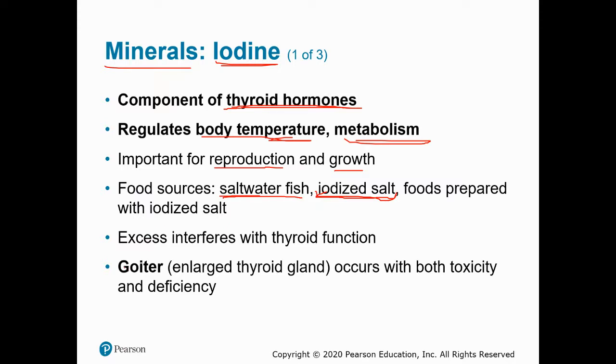We're going to take a look at excess iodine intake and iodine deficiency, and we're going to see that both of them interfere with thyroid functioning. We'll also take a look at goiter, which is what we call the thyroid gland when it becomes enlarged. And we're going to see that, again, both toxicity of iodine, so overconsumption, and deficiency of iodine can lead to goiter.